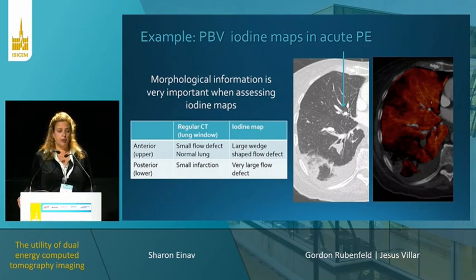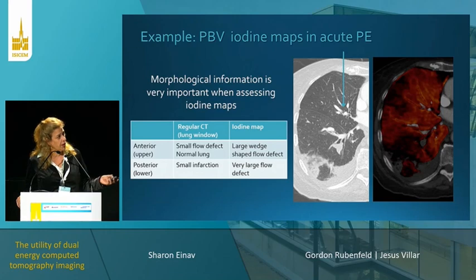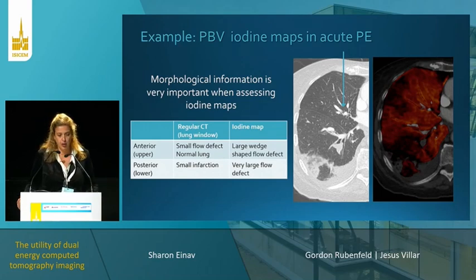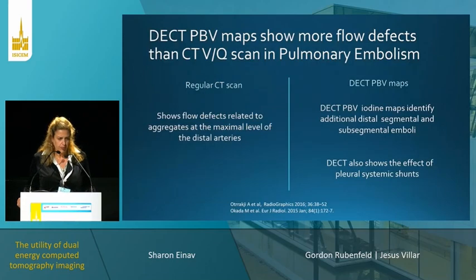Using a pulmonary blood volume iodine map for acute PE, you can also identify findings which you typically can't see with a normal CT. Here you can see normal lung, whereas you can see here the flow defect in the pulmonary blood volume. Here you can see the infarct, and you can see the difference of the size of the infarct when you're using a dual energy CT.